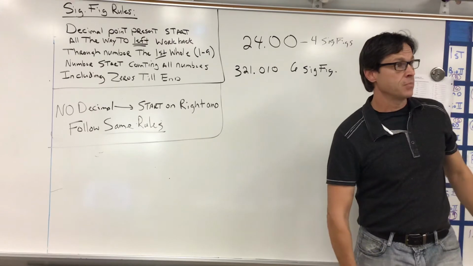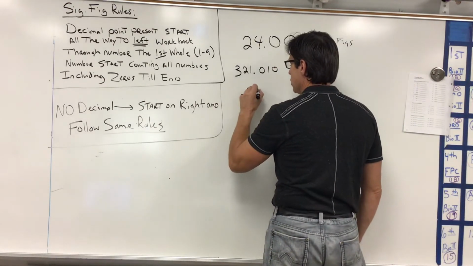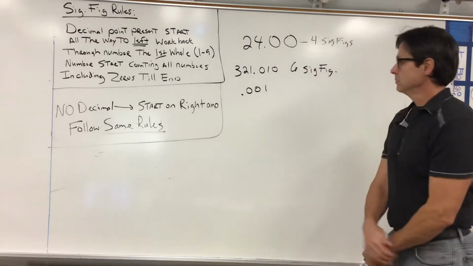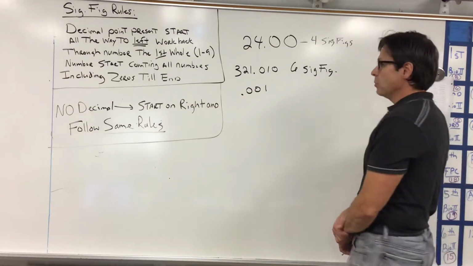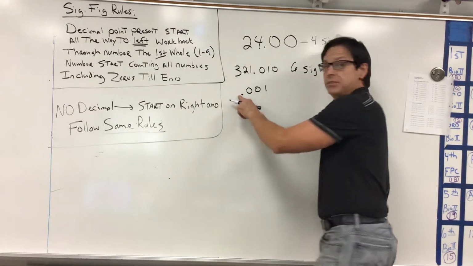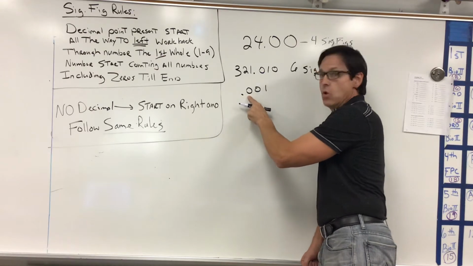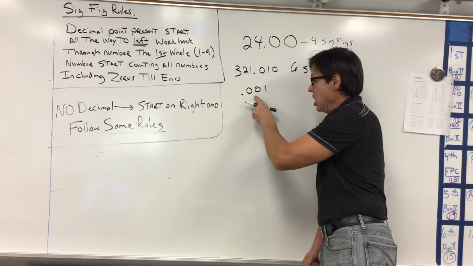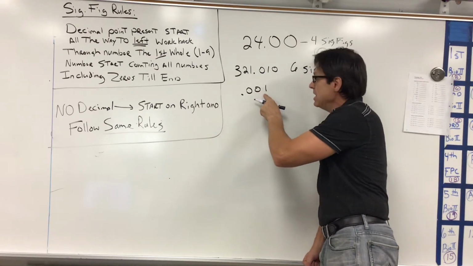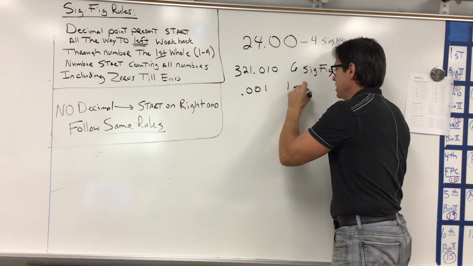All right? But let's say the next one is 0.001. Same rule applies. I look there and I see my decimal. I'm going to start all the way from the left and start counting back. But I don't see a whole number yet. No, that's a 0. That's not a whole number yet. No, that's a 0. Yes, there's a whole number. I start counting. 1. So this only has 1 sig fig.